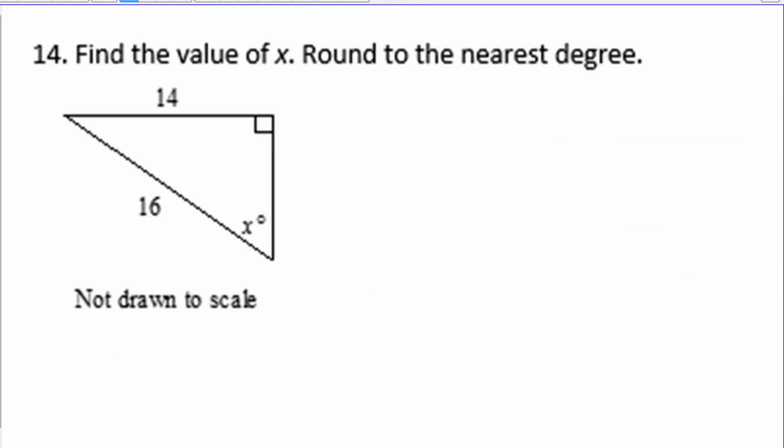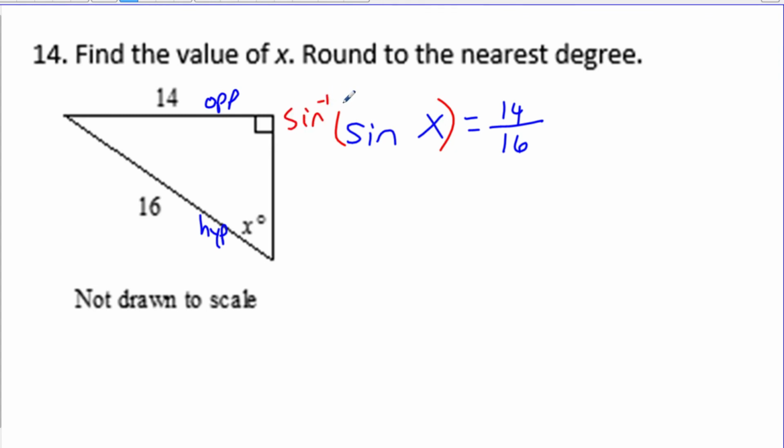Okay, problem number 14. They want to know the value of x. So this is a sine, cosine, tangent problem. So we're going to set this up and say opposite from x is the 14, and then 16 is my hypotenuse. Opposite and hypotenuse is sine. So I'm going to say the sine of the angle is equal to opposite over hypotenuse. Right? So to get x alone, we use inverse sine. So if I inverse sine this expression, that's the little sine with the -1, these will cancel each other out, and I'll just get x.